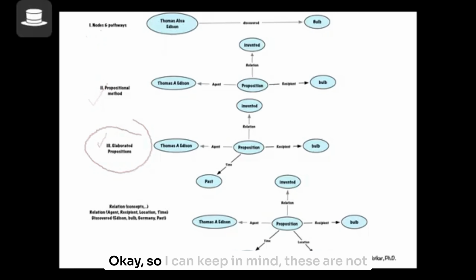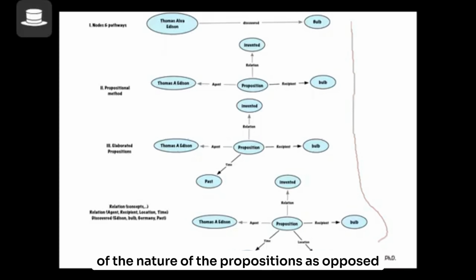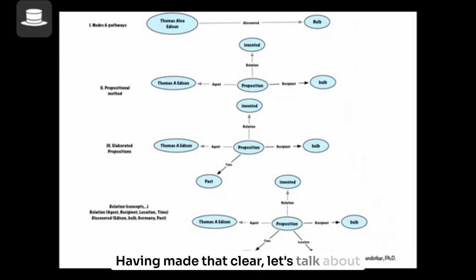Okay, so keep in mind, these are not the ways in which we expect the information is exactly represented in our mind when we extract meaning, but this is for researchers to give a sense of the nature of the propositions as opposed to the exact structure of it in our minds. Having made that clear, let's talk about three different ways.